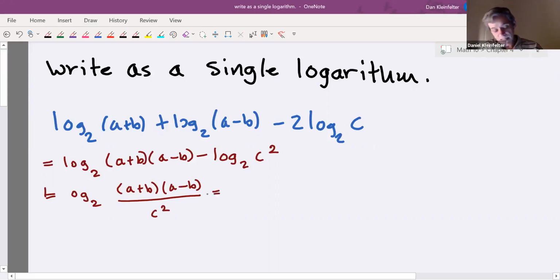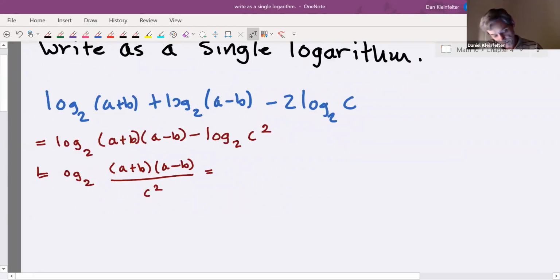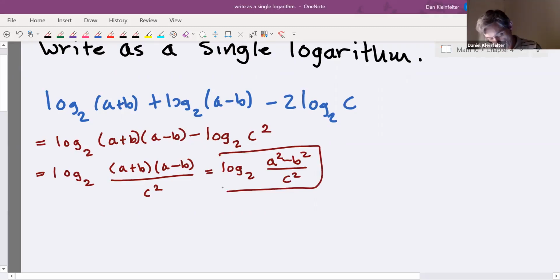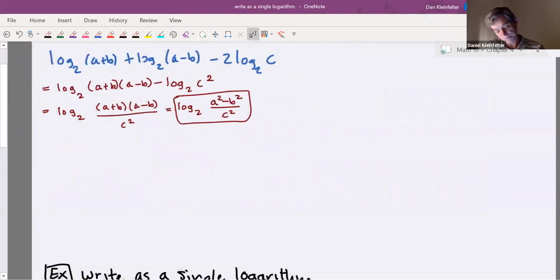This one, it's pretty easy to multiply out that binomial in the top. So let's go ahead and do that. So that will be base 2 log of a squared minus b squared over c squared. All right, so that does that one.